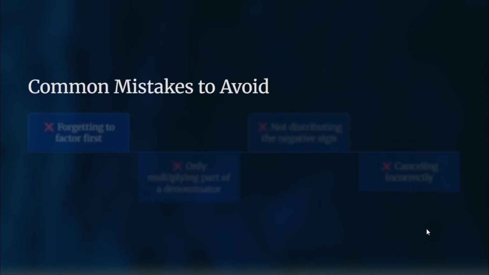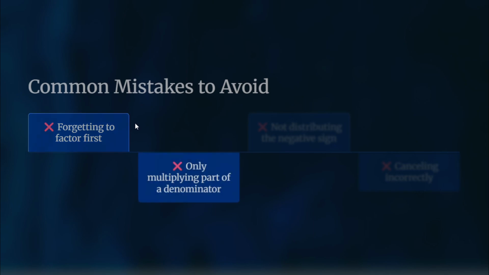So here are the common mistakes to avoid. Forgetting to factor first. Always factor denominators completely in order to find the least common denominator. Another common mistake is only multiplying part of a denominator. Remember to multiply both numerator and denominator by all missing factors.